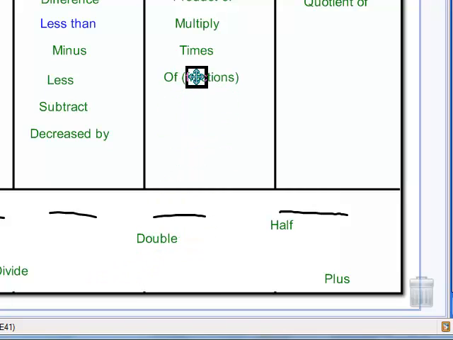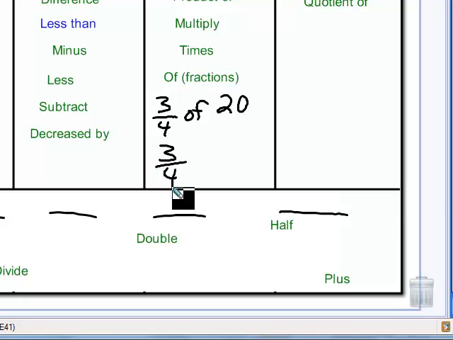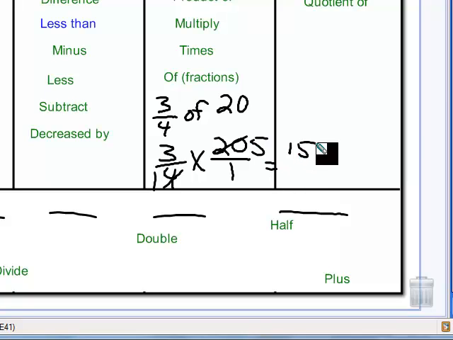Of. Let's quick talk about that. Maybe I can go to this quick. If I have 3/4 of 20, all that means is I want to multiply 20 by 3/4. We all love multiplying fractions. Actually, multiplying fractions are the easiest one. You don't need a common denominator, just straight across. But it's nice to cross reduce sometimes. You just have 3 times 5 is 15 over 1, which is 15. 3/4 of 20 is 15.